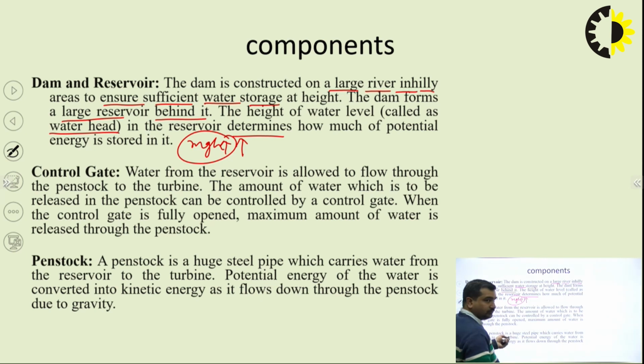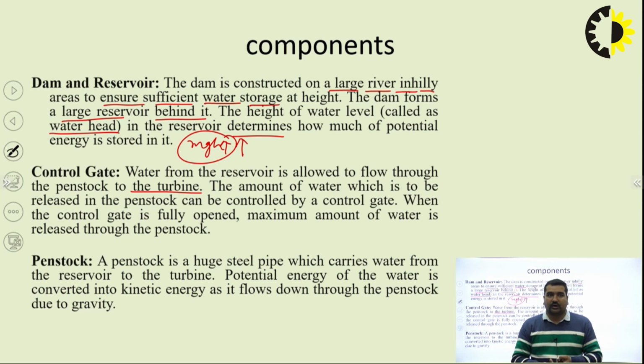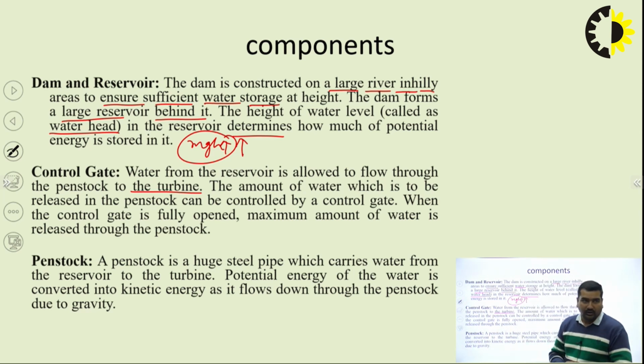Here it is the control gate. Through the control gate, the water from the reservoir is allowed to flow through the penstock to the turbine. So the amount of water to be released in the penstock can be controlled by the control gate. How much water we deliver to the turbine is controlled by the control gate. When the control gate is fully open, it means the maximum amount of water is released through the penstock.